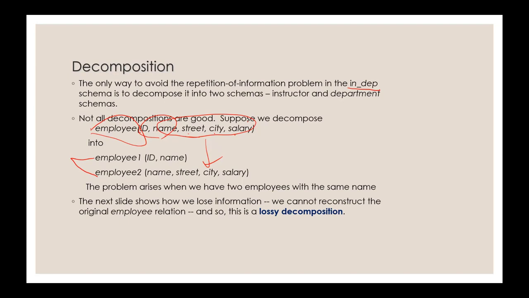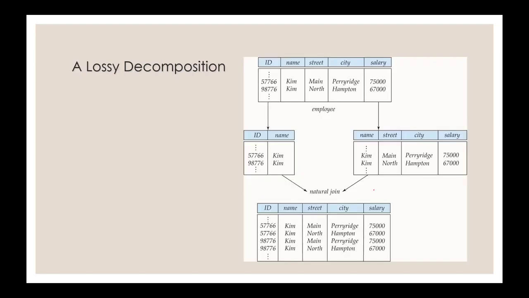Okay, so this might look good, but the problem arises when we have two employees with the same exact name, right? Now this employee 2 does not have a key, a primary key. The next slide shows how we lose information, and we call this a lossy decomposition.